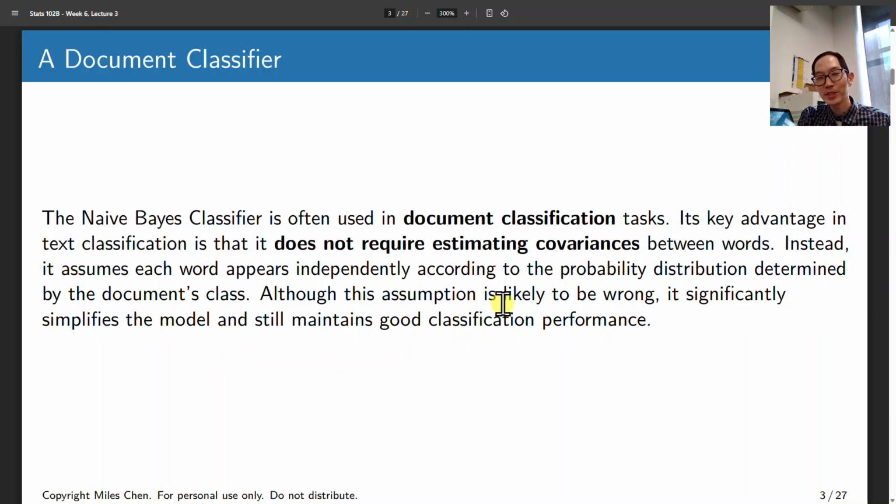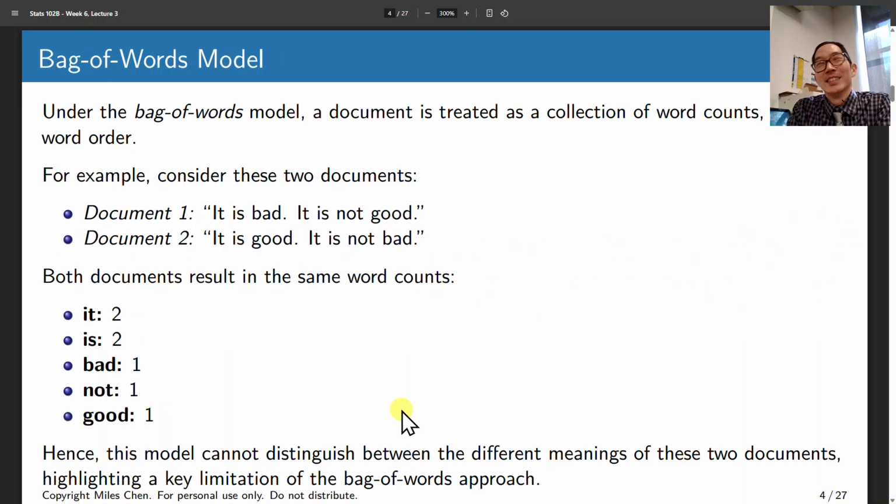So the assumption is almost certainly to be wrong. It really simplifies the model, and it still has good performance. And again, in machine learning, we really just care about performance and we don't worry so much about the assumptions. I don't know, maybe that's not the best strategy, but anyway.